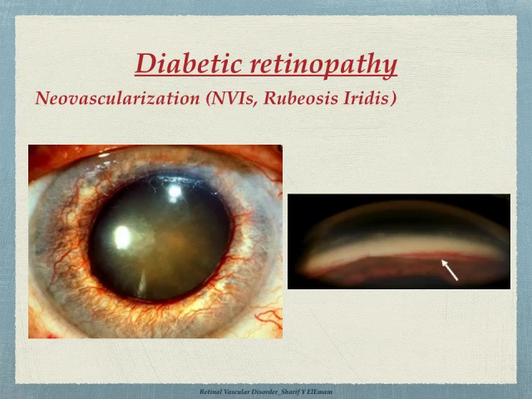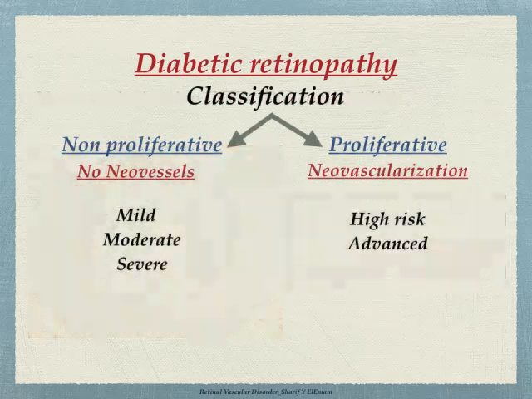And you can see right here that there are small reddish blood vessels in the angle of the anterior chamber, and these can interfere or impair the outflow of aqueous, and this can lead to increase in the intraocular pressure, which can lead to neovascular glaucoma.